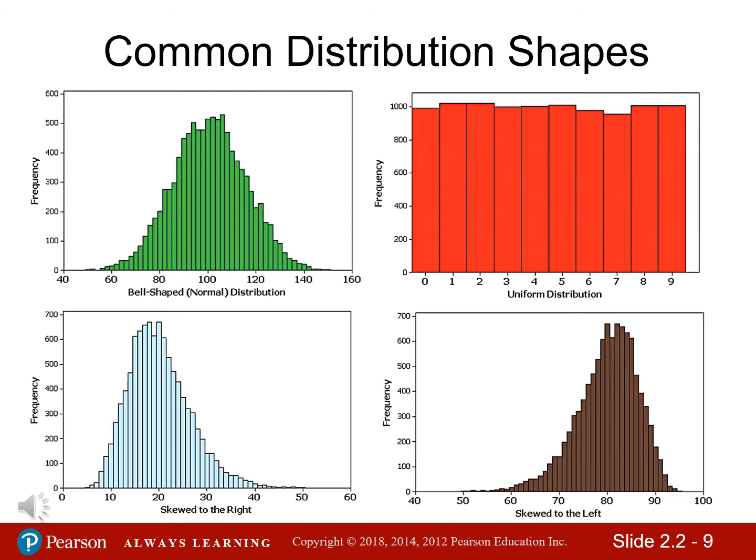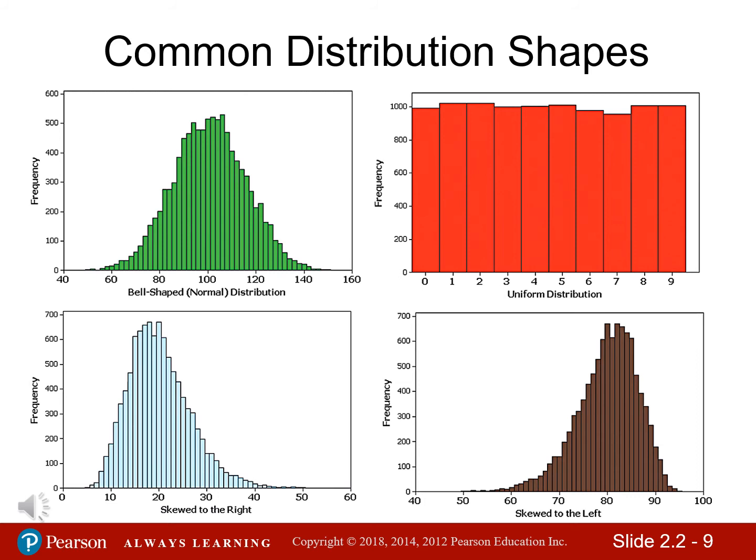Another common distribution is the uniform distribution. The uniform distribution is sometimes referred to as the rectangle distribution. In a uniform distribution, the different possible values occur with approximately the same frequency, so that the heights of the bars are approximately uniform.